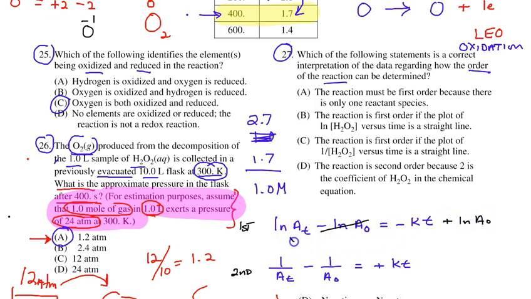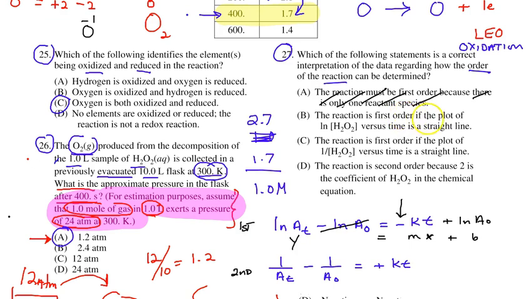And what I get is y equals mx plus b. Yeah, I get a straight line, but it's going to have a what? Negative slope. So they're saying, how could the order be determined? Well, the reaction must be first because there's only one reactant species. That's wrong. You could have something called zero order, okay, if it's just one reactant. You don't have to have first, second. It could be zero, first, second order for that scenario.